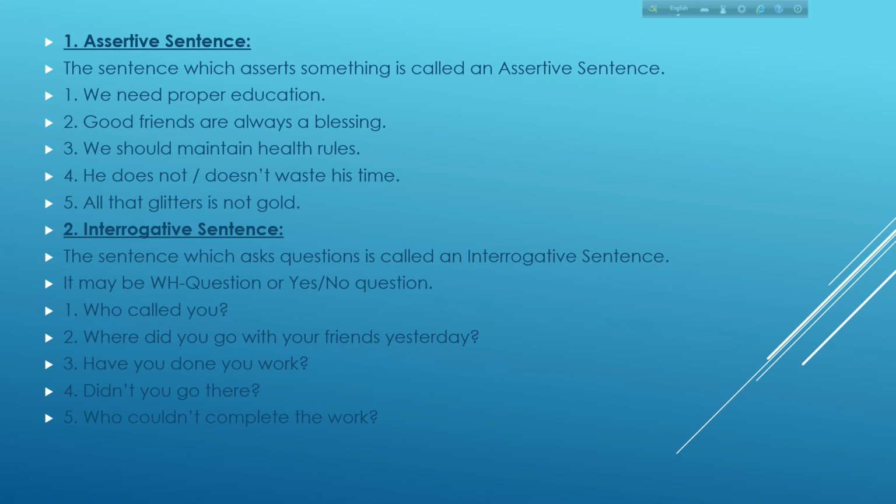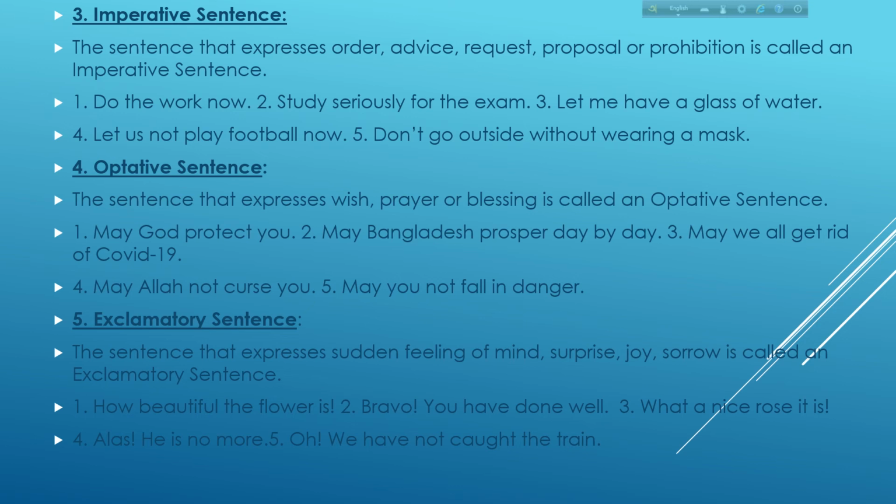Some examples here. Number 3, imperative sentence. The sentence that expresses order, advice, request, proposal, or prohibition is called an imperative sentence. In an imperative sentence, there is no subject, and the subject is always hidden. That is, you. It is understood. Do the work now. Study seriously for the exam. Let me have a glass of water. If the sentence starts with let, it is always imperative.